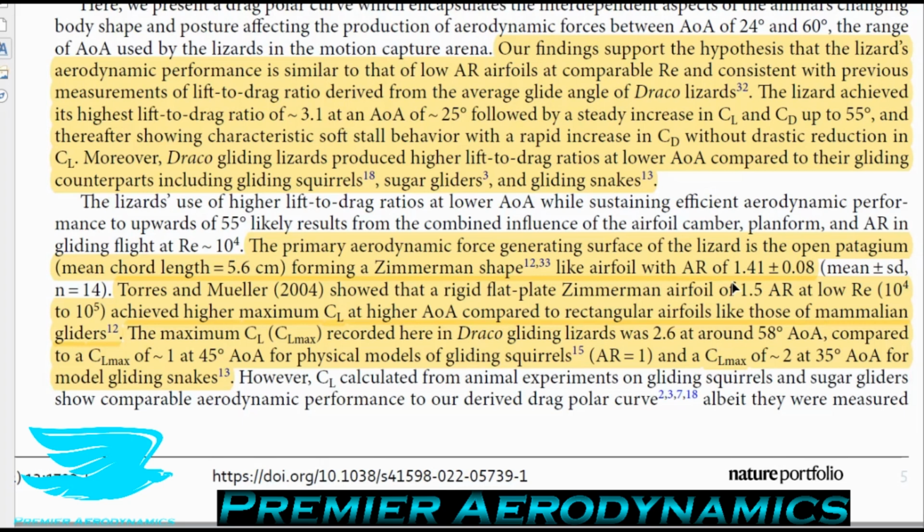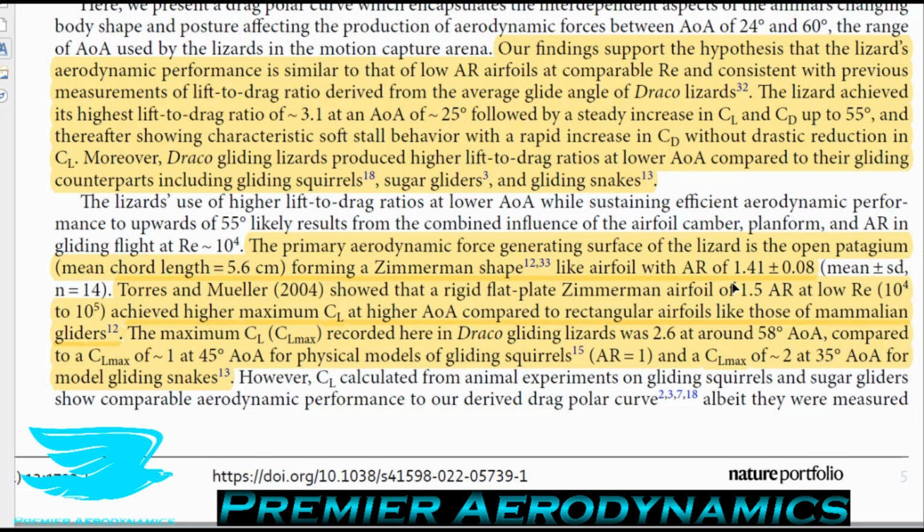So the Zimmermann airfoil is an interesting one. I'm actually going to do a podcast on this in the next few weeks, but it's effectively like if you think of an ellipse, then you cut it in half, and then you get the leading edge is the longer part, the longer section, and you put that forwards. That's the Zimmermann airfoil.